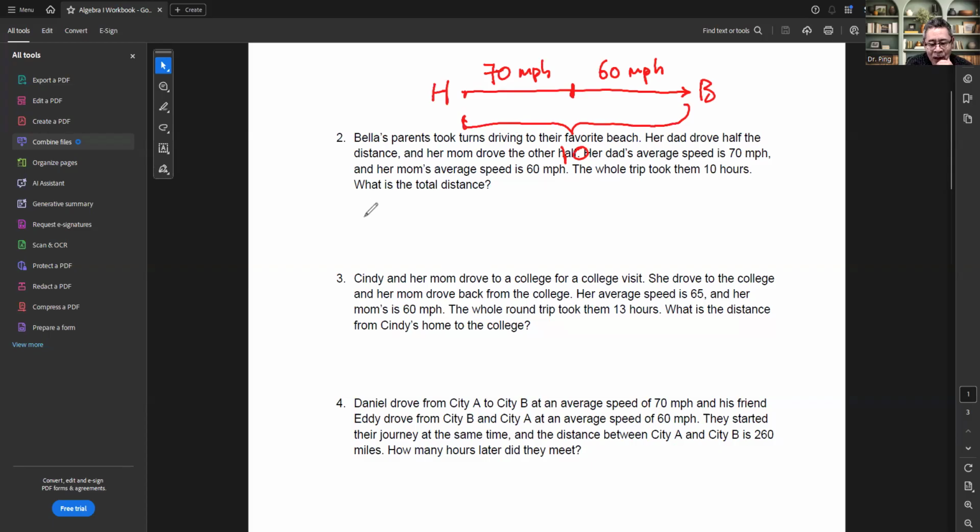And those unknown, of course, we don't know the distance from here to here. Let's call that D. So D is the first half distance. Okay, and we don't know the time for the first half.